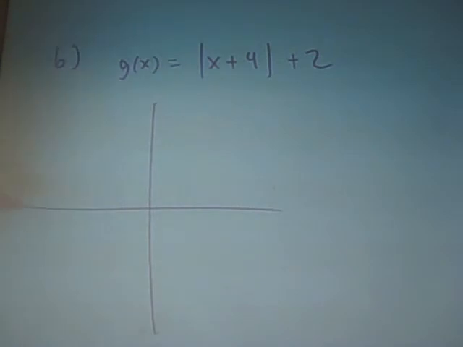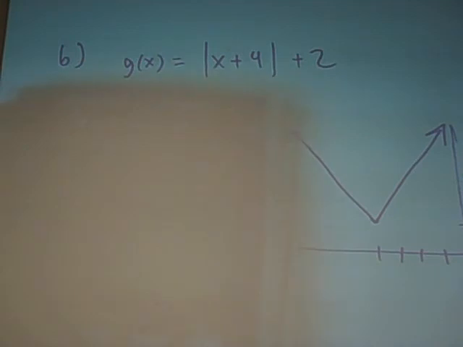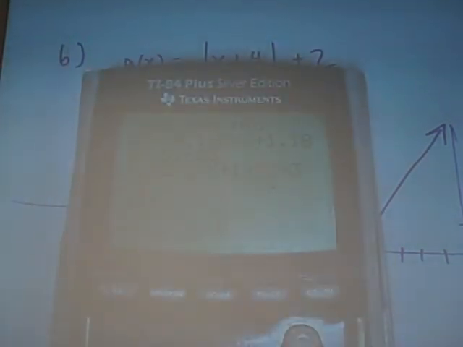So, part B, sorry, forgot one. We're dealing with the absolute value function. Recall the absolute value function is the V-shaped function like that. And so we're basically going to move this 4 to the left and up 2. It's kind of like the new origin. And if you wanted to, you could graph that one as well.